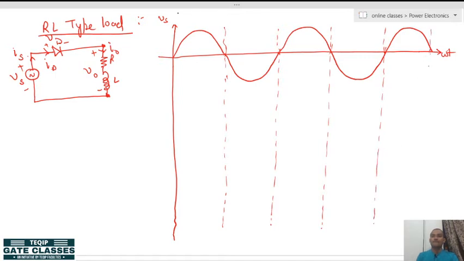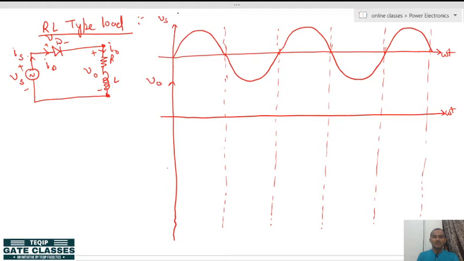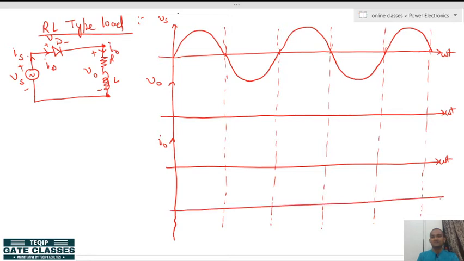Now this is my load voltage, this is my load current, and this is my diode voltage. Okay.